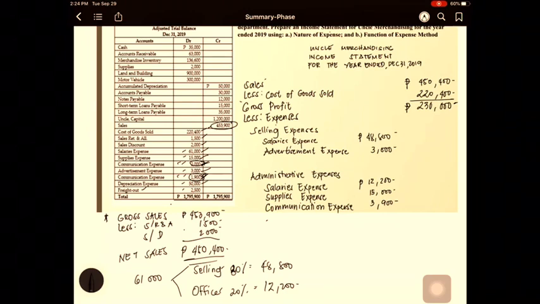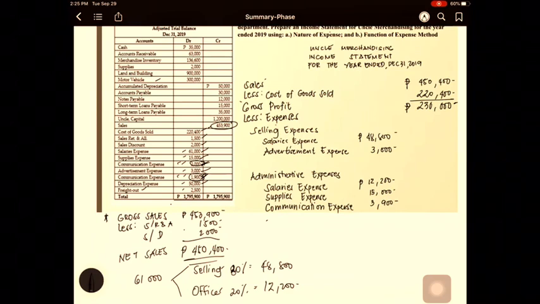And we have here, of course, your depreciation expense. Actually, depreciation expense may either be selling or administrative expenses depending on the usage of that particular asset. So our asset being depreciated in this problem is our motor vehicle, right? If the motor vehicle is used in the selling of goods, then the depreciation expense would be considered part of your selling expenses.